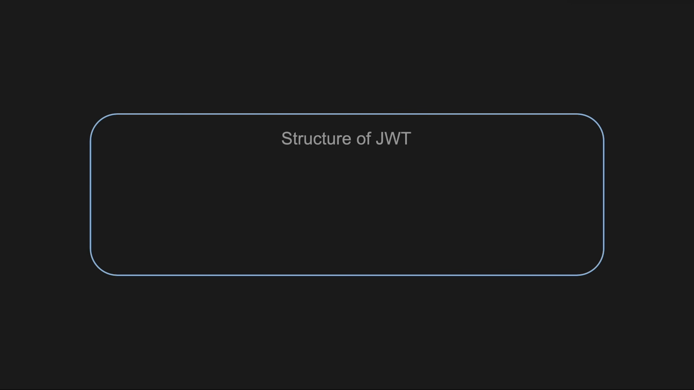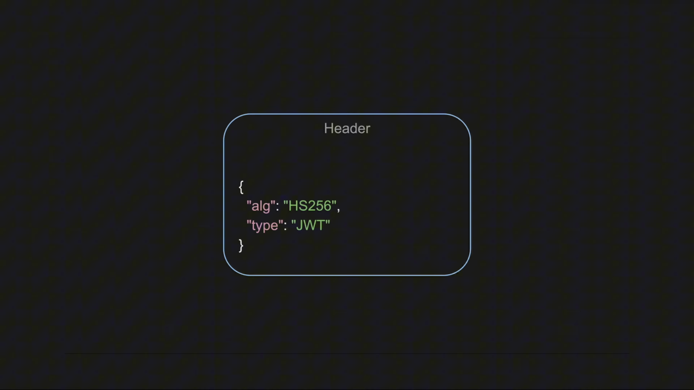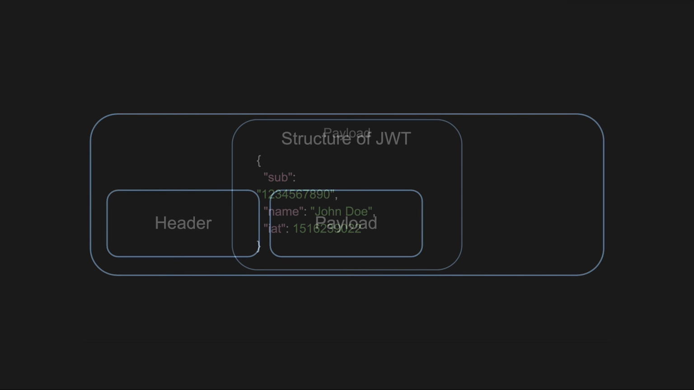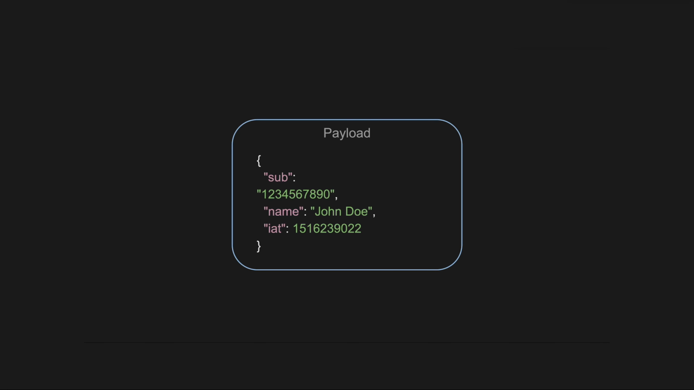A JWT consists of three parts. Header, which typically consists of two parts: the type of token, and the algorithm being used for the signature, for example, HS256. This is usually represented in structured JSON format. Payload is the core of the JWT, containing the actual data we want to communicate. This data could range from user IDs to user roles and additional details.